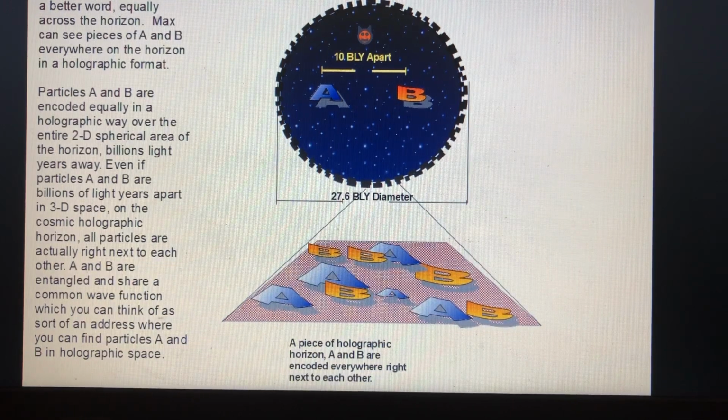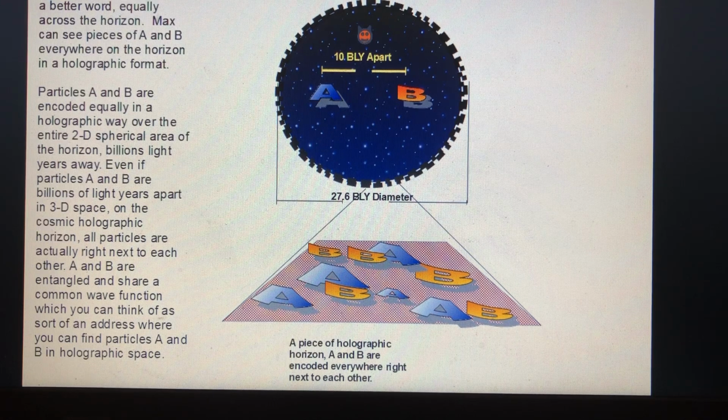Max had to look all the way to the cosmic event horizon where all particles are sort of smeared holographically, encoded is a better word, equally across the entire horizon. Max can see pieces of A and B everywhere on that horizon in a holographic format. Particles A and B are encoded equally over that entire 2D spherical area of the horizon, billions of light years away. Even if particles A and B are billions of light years apart in 3D space, on the cosmic holographic horizon, all particles are actually right next to each other.